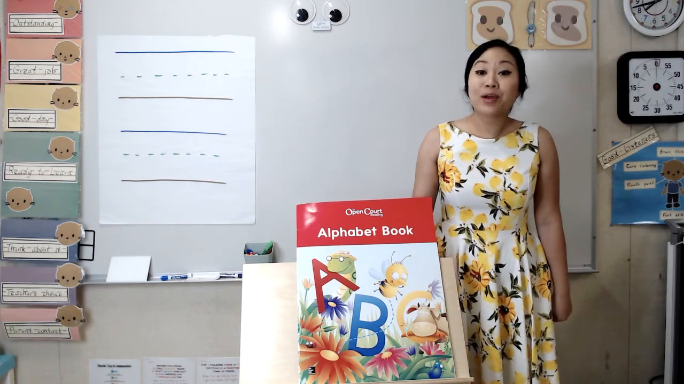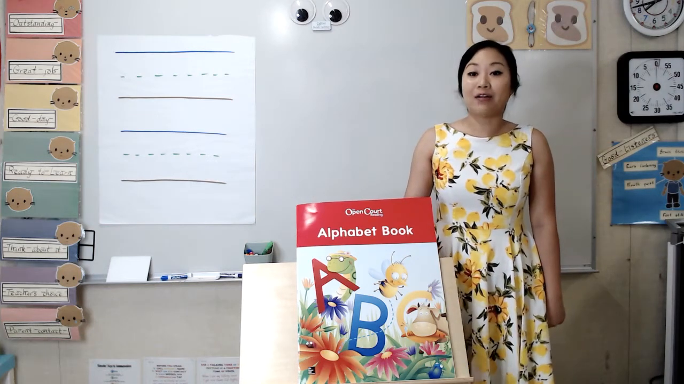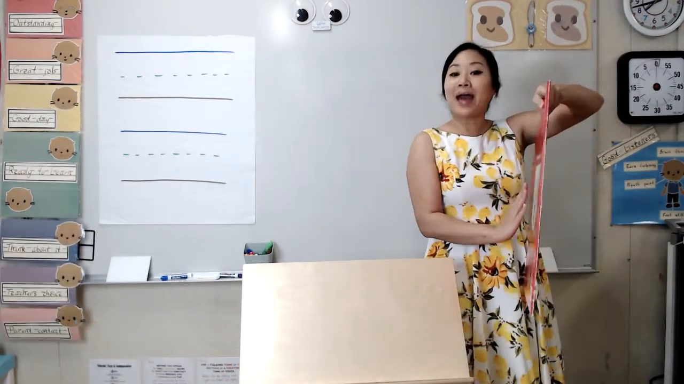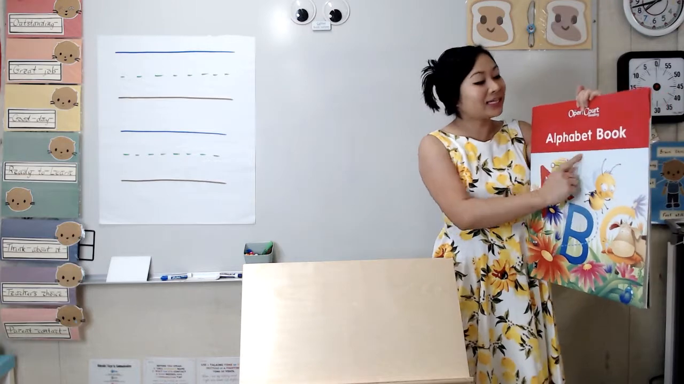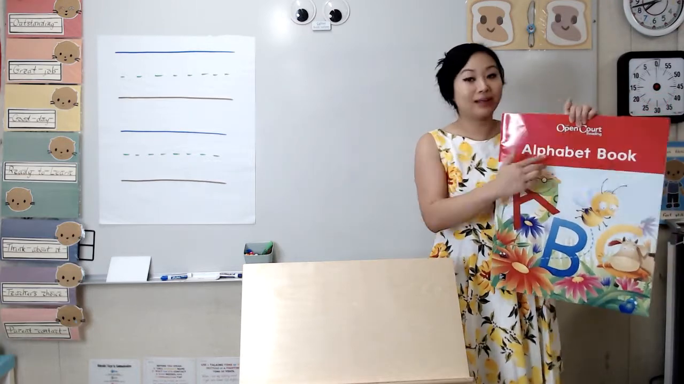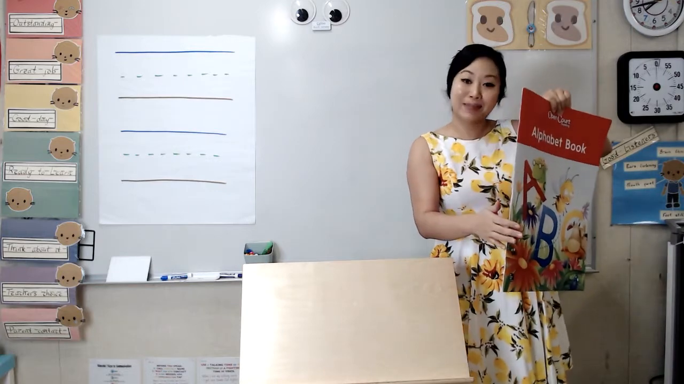Friends! Today we are going to take another look at our alphabet book. This is the front cover, back cover, and the title. The title of this book is Alphabet Book, and this is the spine.